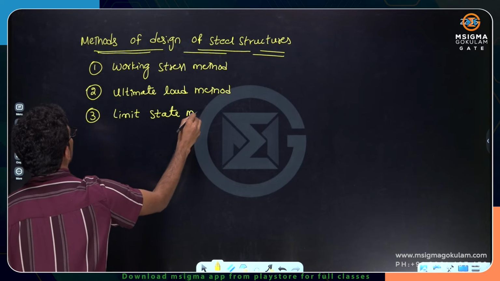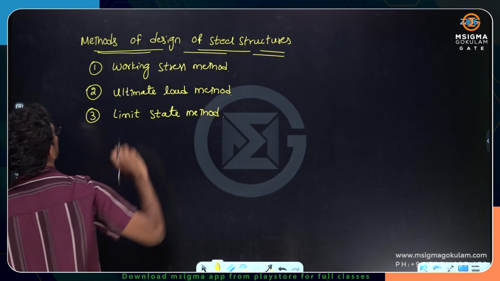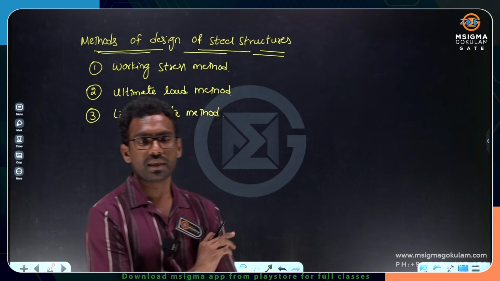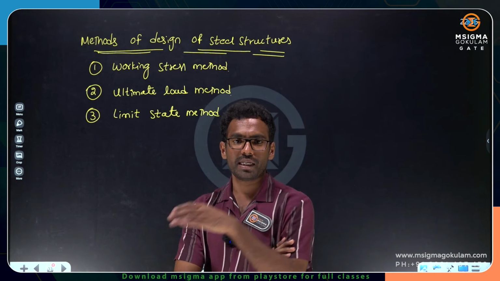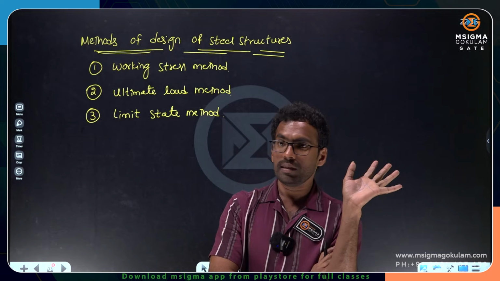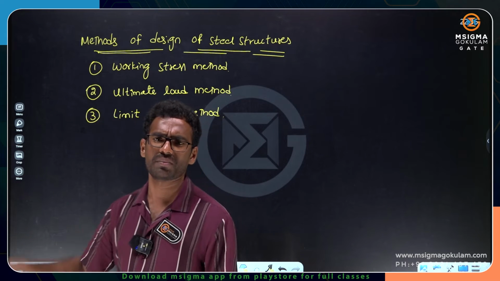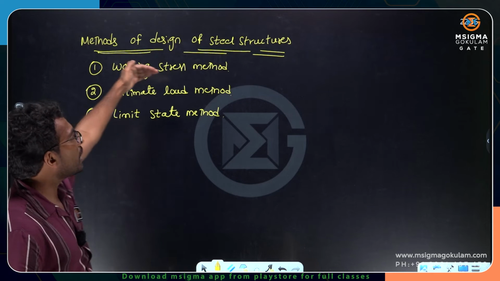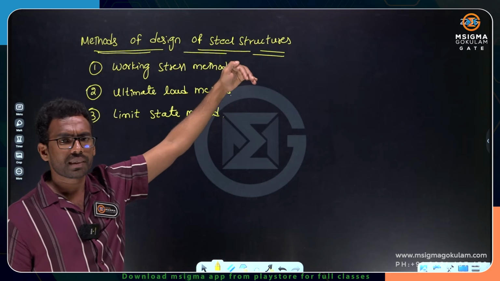Limit state method. So these are the three methods available for design of steel structures. But out of these, the second one we are nowhere going to use. Practically, we never ever use the ultimate load method. It's only a theoretical concept. The working stress method we earlier used to use as per the provisions of IS 1984.